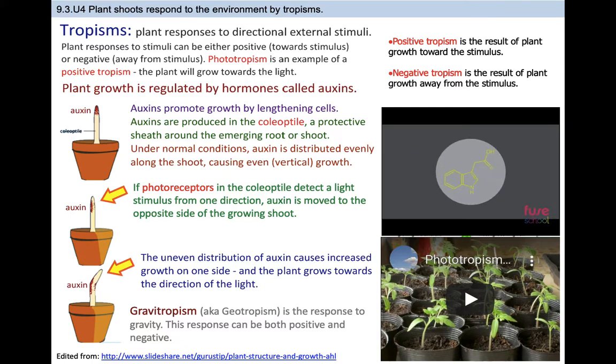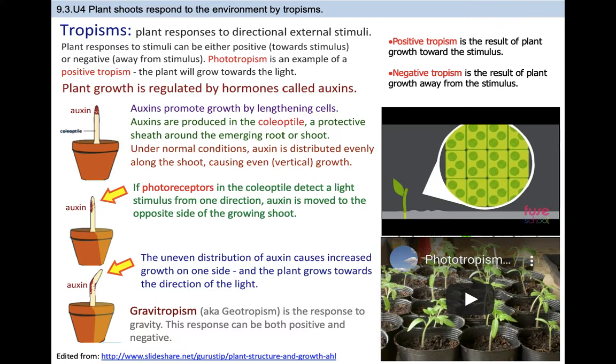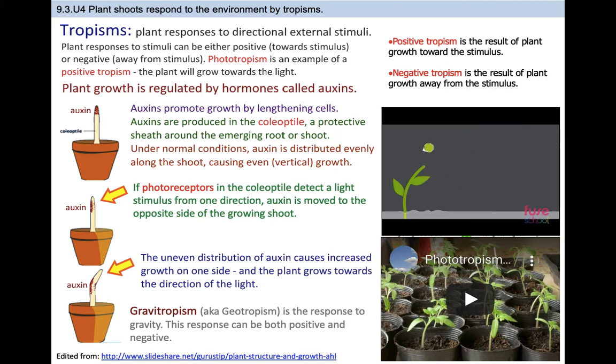So auxins make plants grow. But why do they bend towards the light? How do they know to do this when they don't have eyes? The bending happens because the light hits on one side more and breaks down the auxins on that side of the stem. So then growth slows down on the light side. The faster growth on the dark side causes the shoots and leaves to turn towards the light, which is ideal for the plant for photosynthesis.